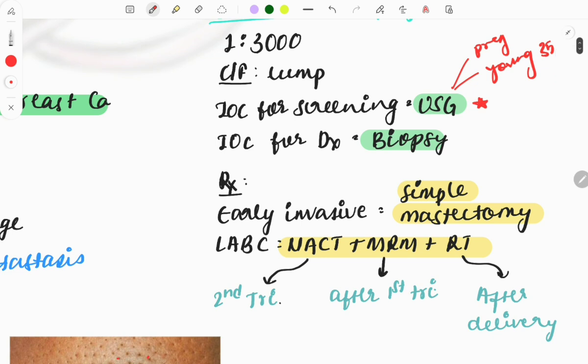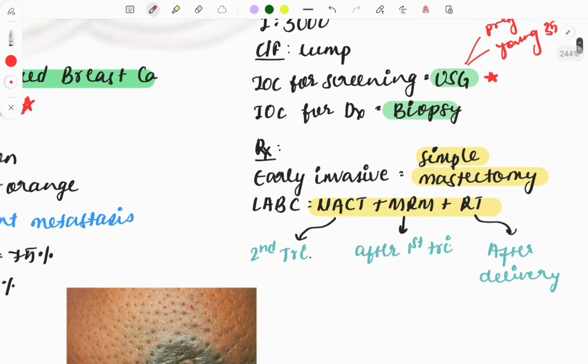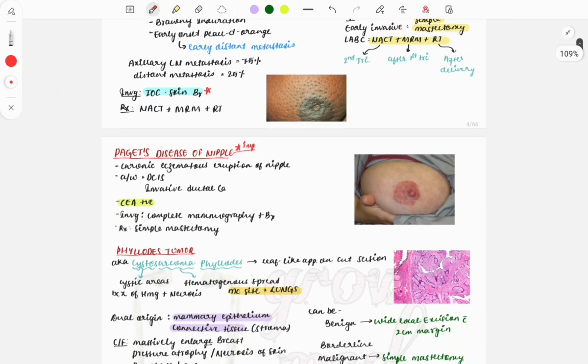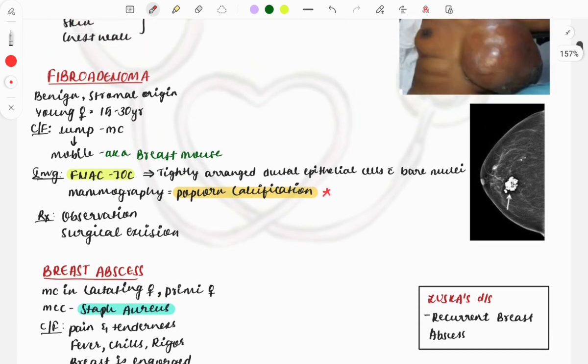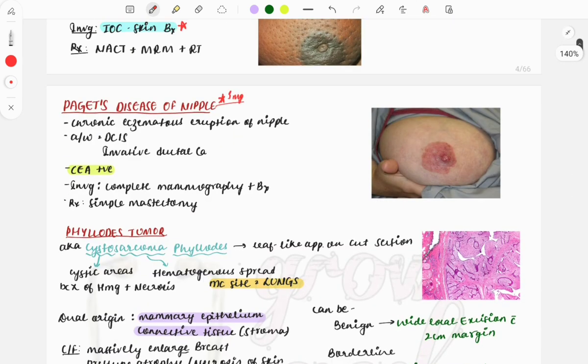Then the investigation of choice for diagnosis is anyway biopsy. Then these are the treatment modalities which we will be using in case of breast cancer in pregnancy. Now let's quickly discuss the benign tumors of the breast, and we'll wind up this video, and in the next video we will discuss the important things which you must know from the thyroid.